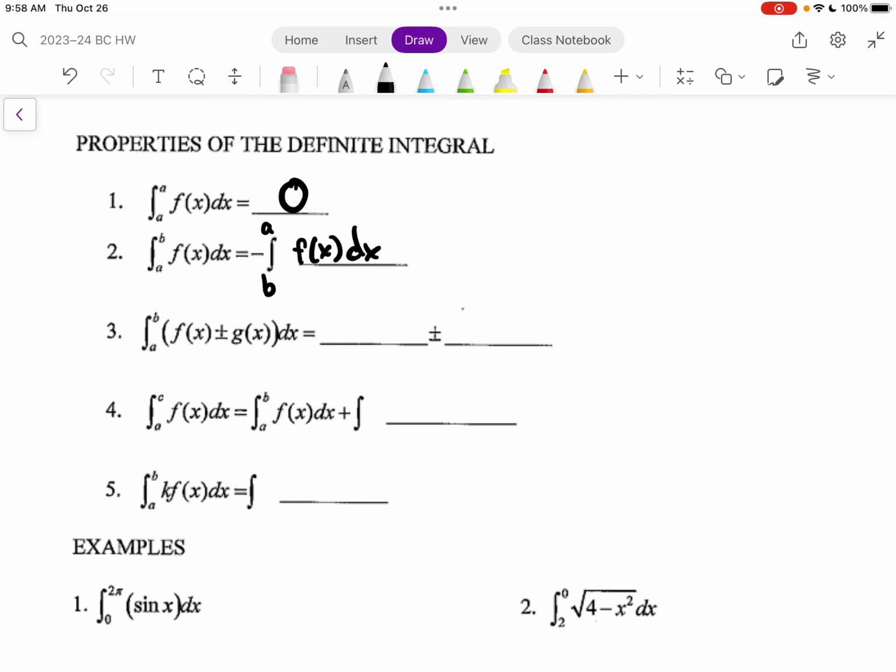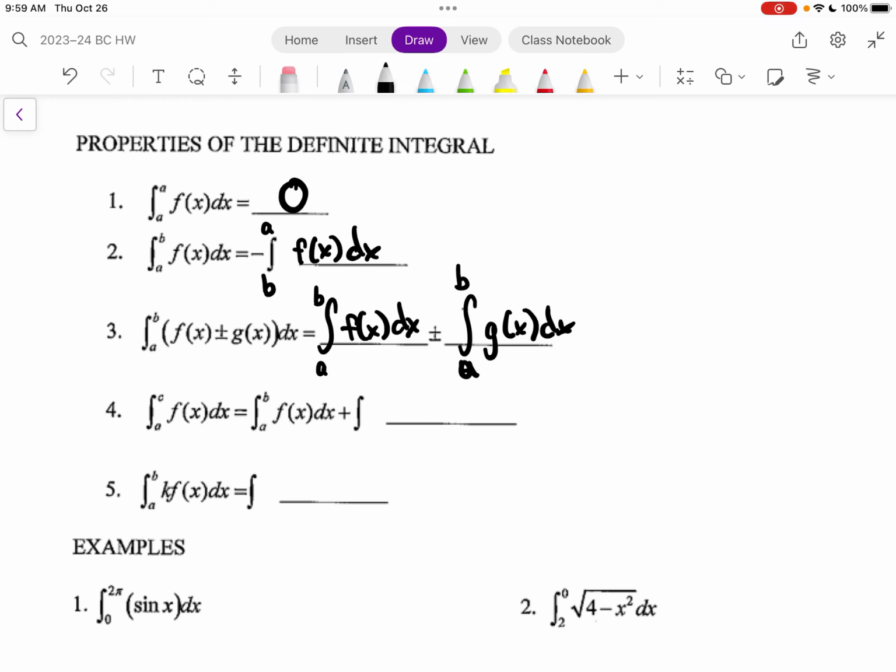The third one is what I alluded to earlier. These functions behave the way they should. If I have the definite integral from A to B of 2 functions added together, that's just the definite integral of one function plus or minus the definite integral of the other function. When I say plus or minus doesn't matter, we just need to be consistent. If it's a plus inside, it has to be a plus outside.